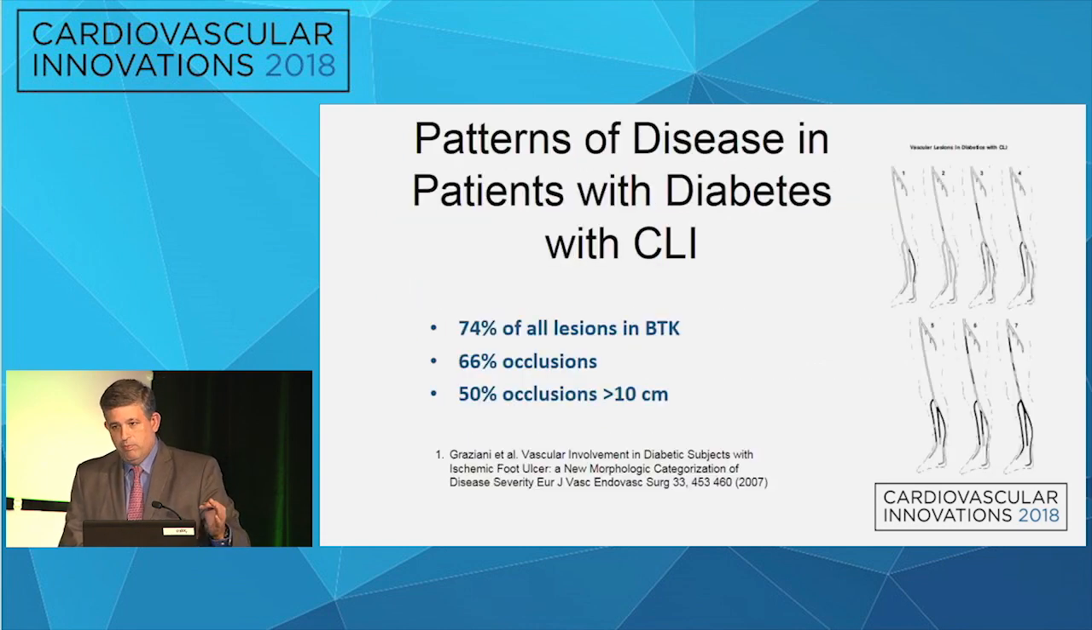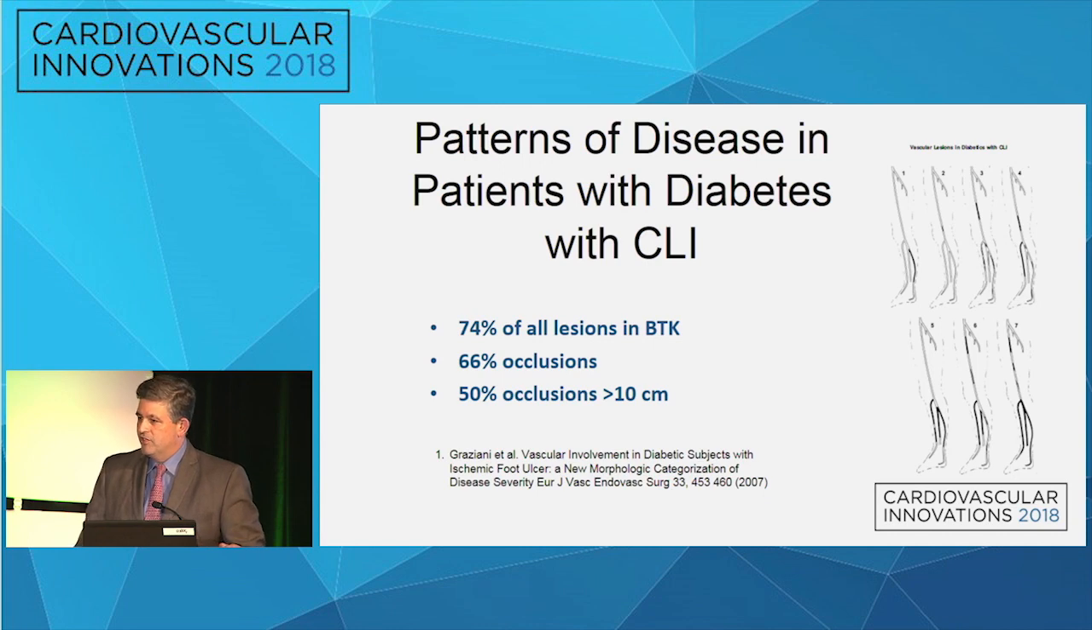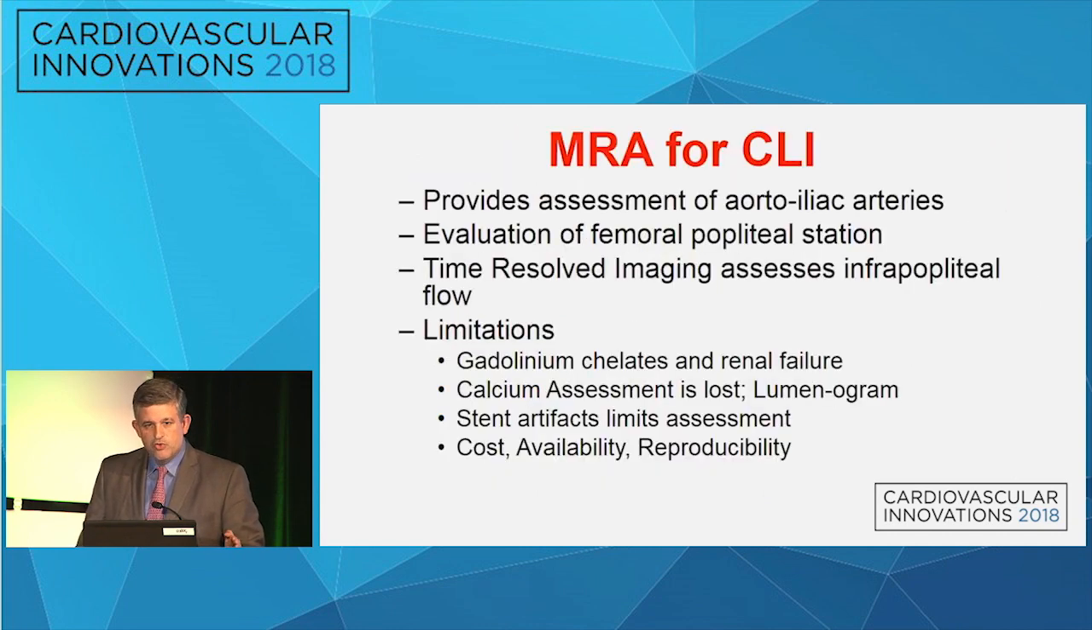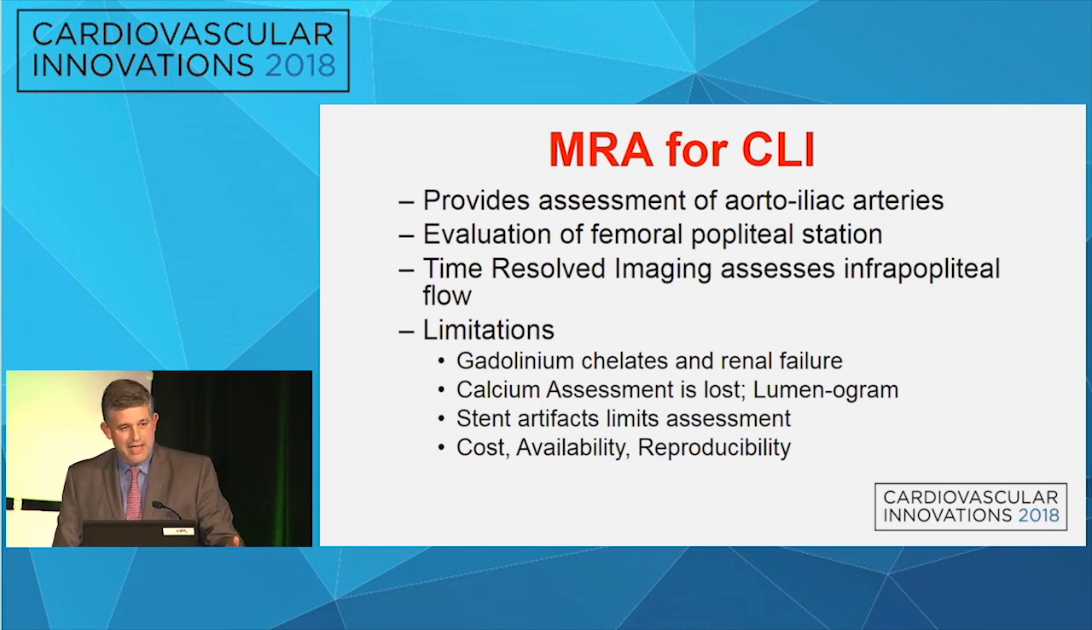And you can tell patients with CLI have a lot of distal disease and occlusions. So this is really where I think MRA is a study of choice. It provides a great assessment of the aortoiliac and femoral vessels, but along with time-resolved imaging, allows you to really get an assessment of what those infrapopliteal vessels look like.